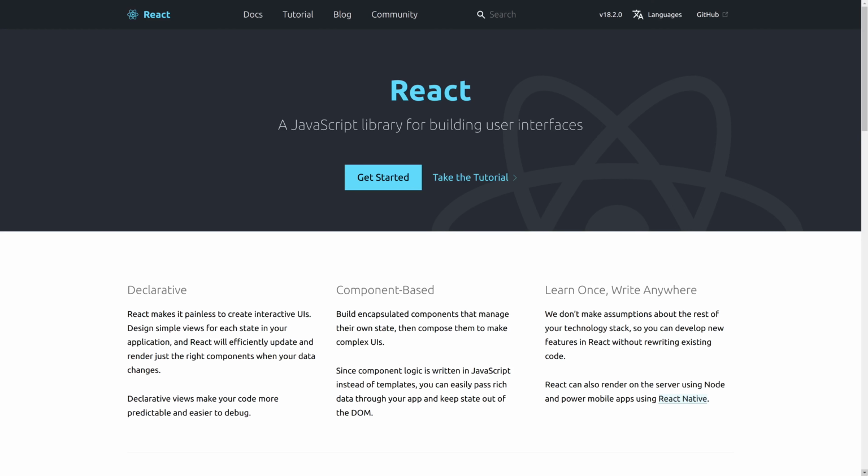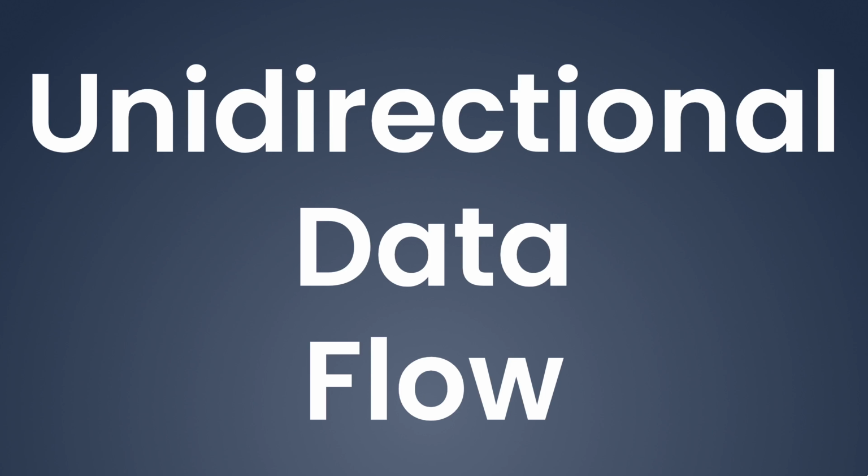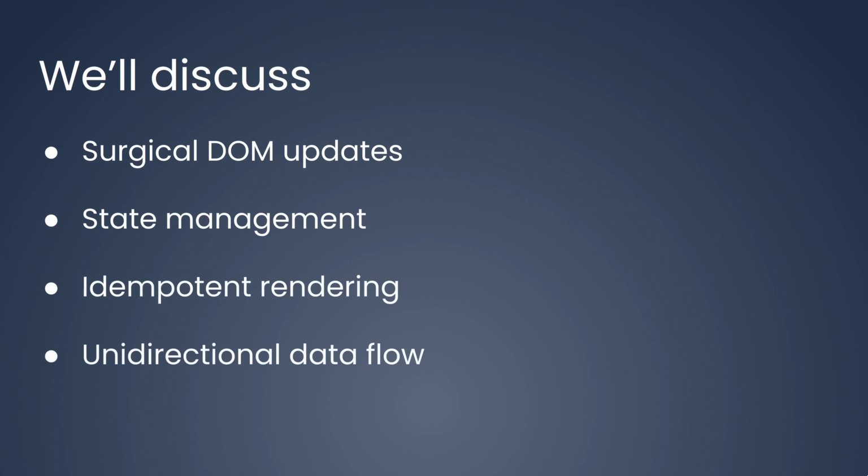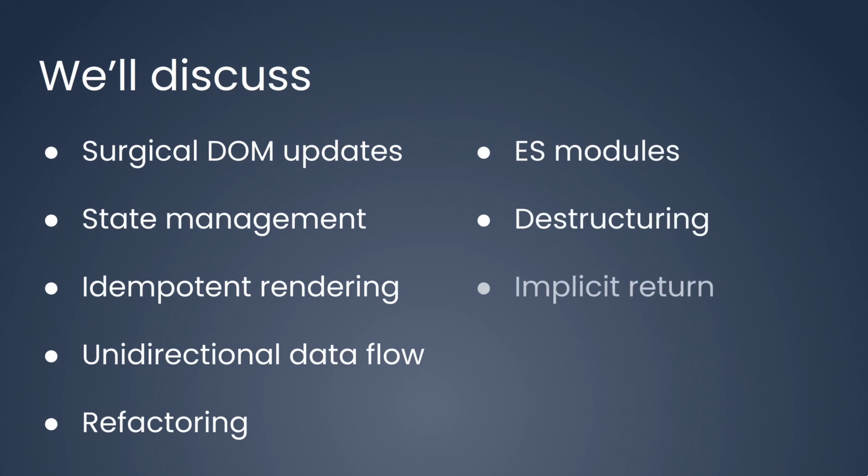Unidirectional data flow is one of the greatest ideas, in my opinion, of all time when it comes to front-end development in particular. React has popularized this approach, but we don't need to use React to use unidirectional data flow. We'll discuss surgical DOM updates, state management, idempotent rendering, a complete implementation for unidirectional data flow, and refactoring it using ES modules, destructuring, implicit return, and method chaining.